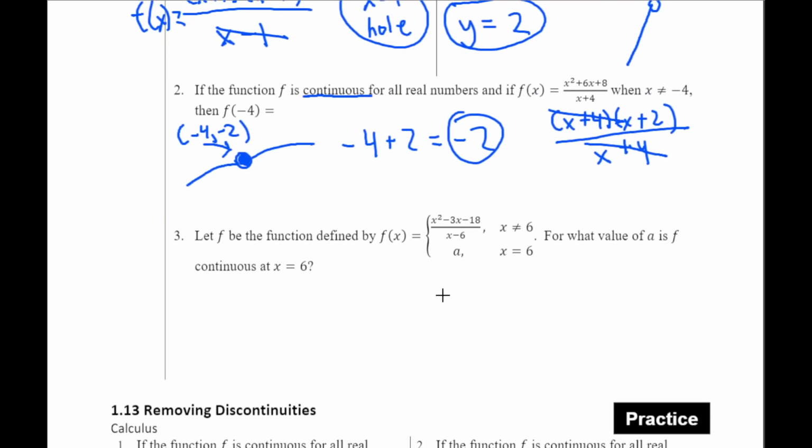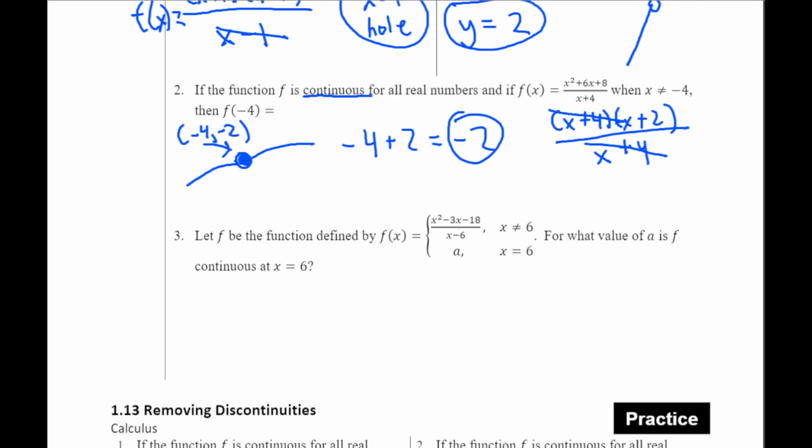Last example right here before you get to do some practice. Let f be the function defined by this. For what value of a is f continuous at x equal to 6? So it's very similar to question 2, just worded differently. In this class, you'll see a lot of questions that ask the same kind of concepts and skills, but in different contexts. So it's really important to do your best to grasp what the question's asking.